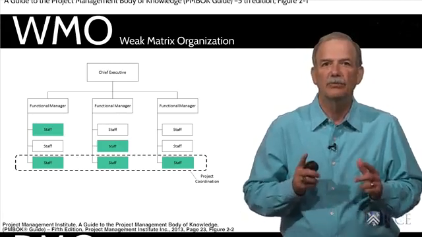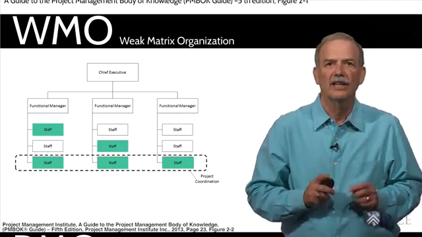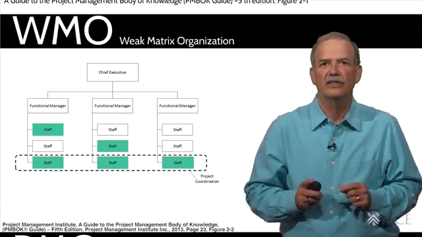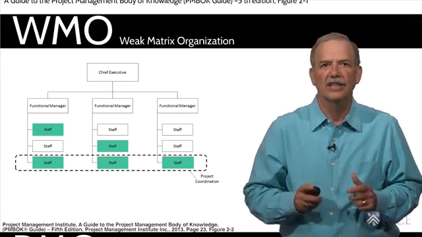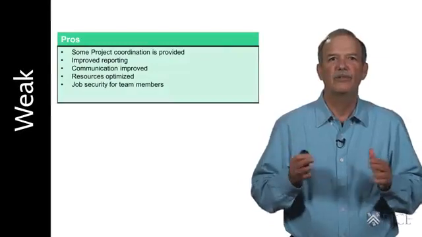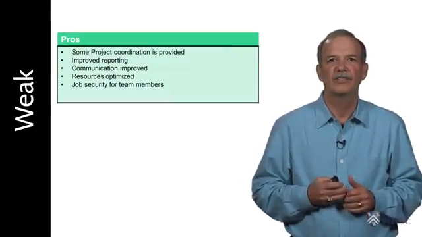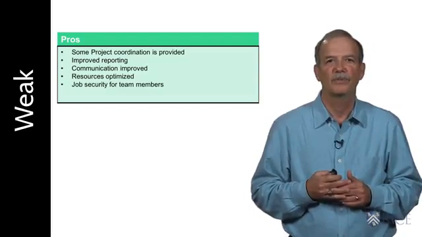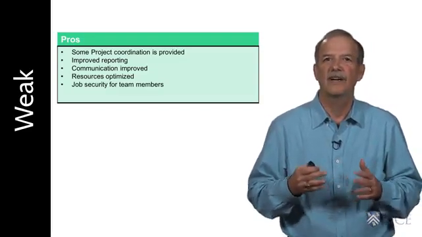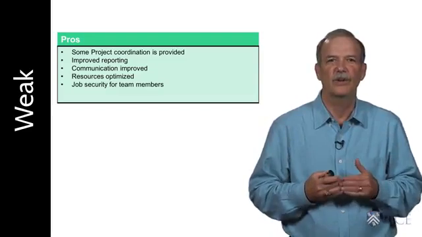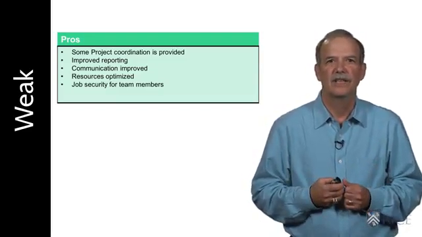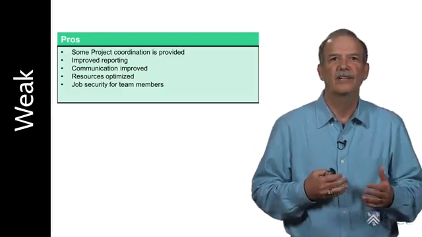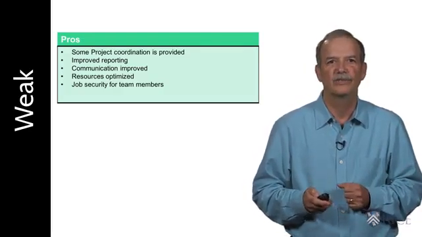In the end, the functional managers still control the project and have the say in how it is executed and who works on it. They maintain authority over the budget and schedule for the project. The weak matrix organization maintains many of the advantages of the functional organization approach. However, in addition, it does provide some additional project coordination, as we've talked about, improved reporting, improved communication. It maintains the resource and technical control advantages of the functional organization.